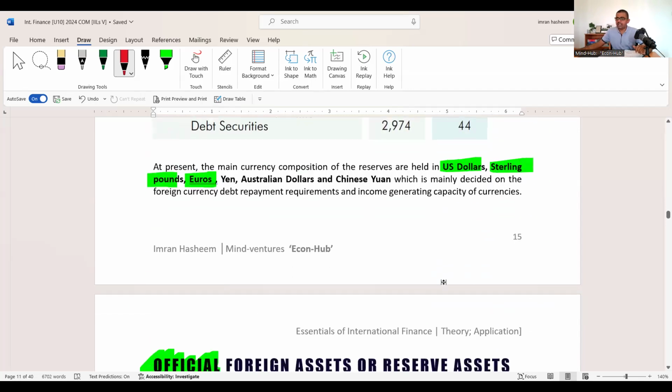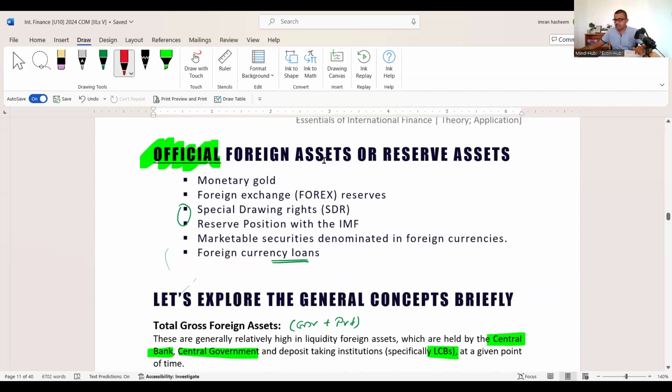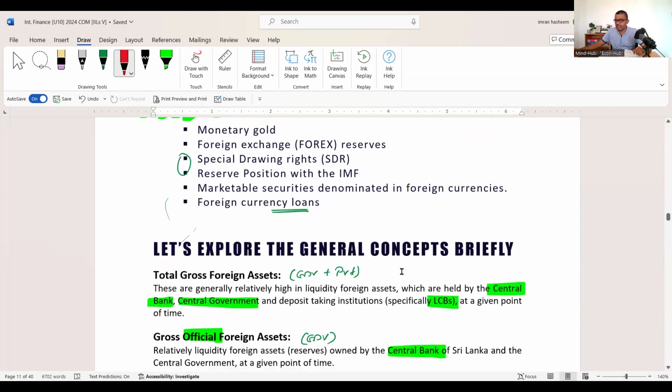So we looked at the main items. I said the more practical way is to remember the items this way. Monetary gold, foreign exchange reserves, special drawing rights, reserve position with the IMF. Those are connected with the International Monetary Fund. Then marketable securities denominated in foreign currency. Then foreign currency loans. These are the foreign assets we have. Foreign currency loans are not the loans we have taken, but loans we have given. So as you can imagine, in Sri Lanka, very insignificant value.